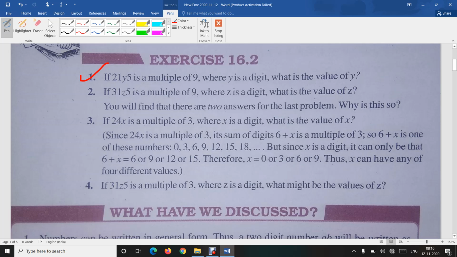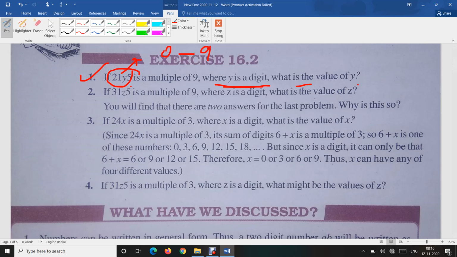Question number 1 is saying that if 21y5 is a multiple of 9, where y is a digit. That means y varies from 0 to 9. Y can be anything from 0 to 9, that means 0, 1, 2, 3, 4, 5, 6, 7, 8 or 9, because it is a digit. What is the value of y? We have to find out the value of y.